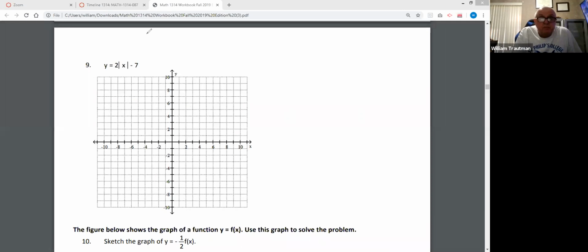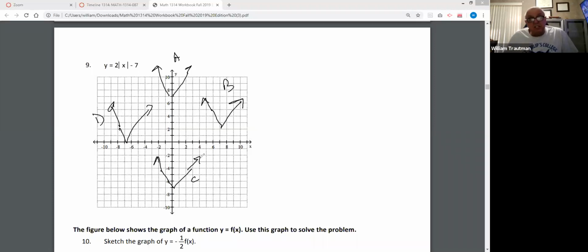Let me draw a couple of graphs. We can have one graph here. By the way, absolute values are V shapes. We can have one graph here, one graph here, and one graph here. A, B, C, D. And which graph is it?